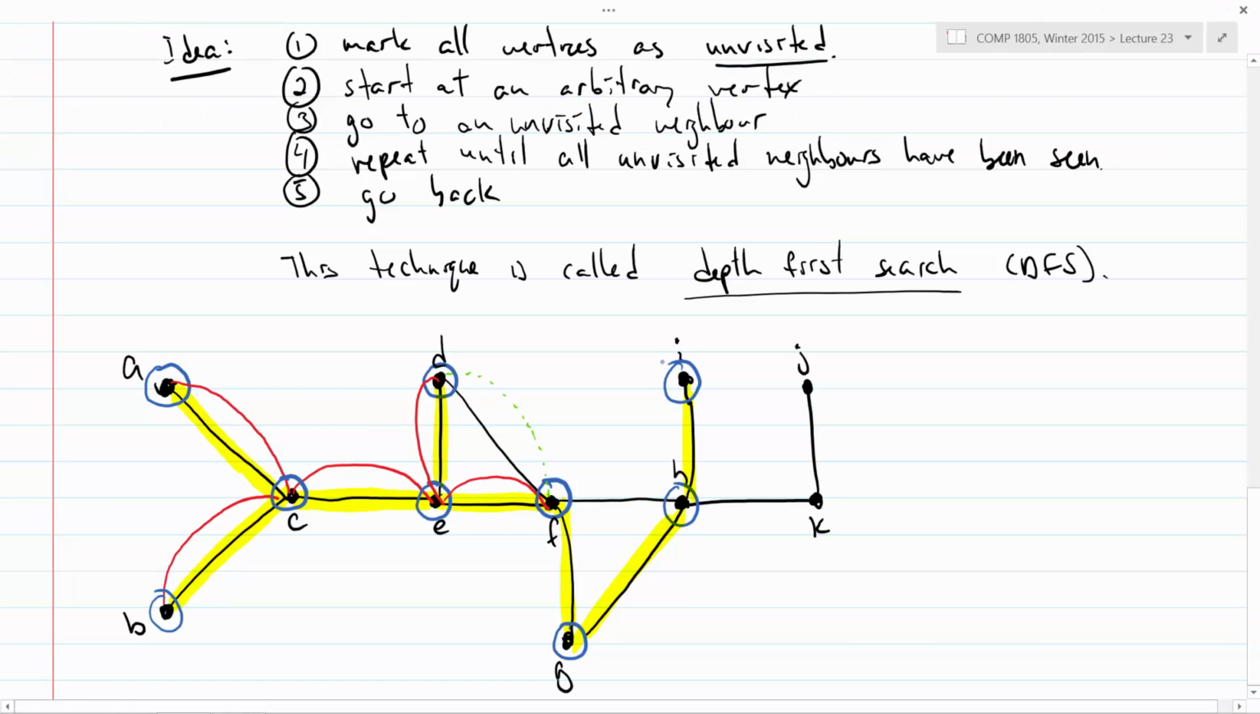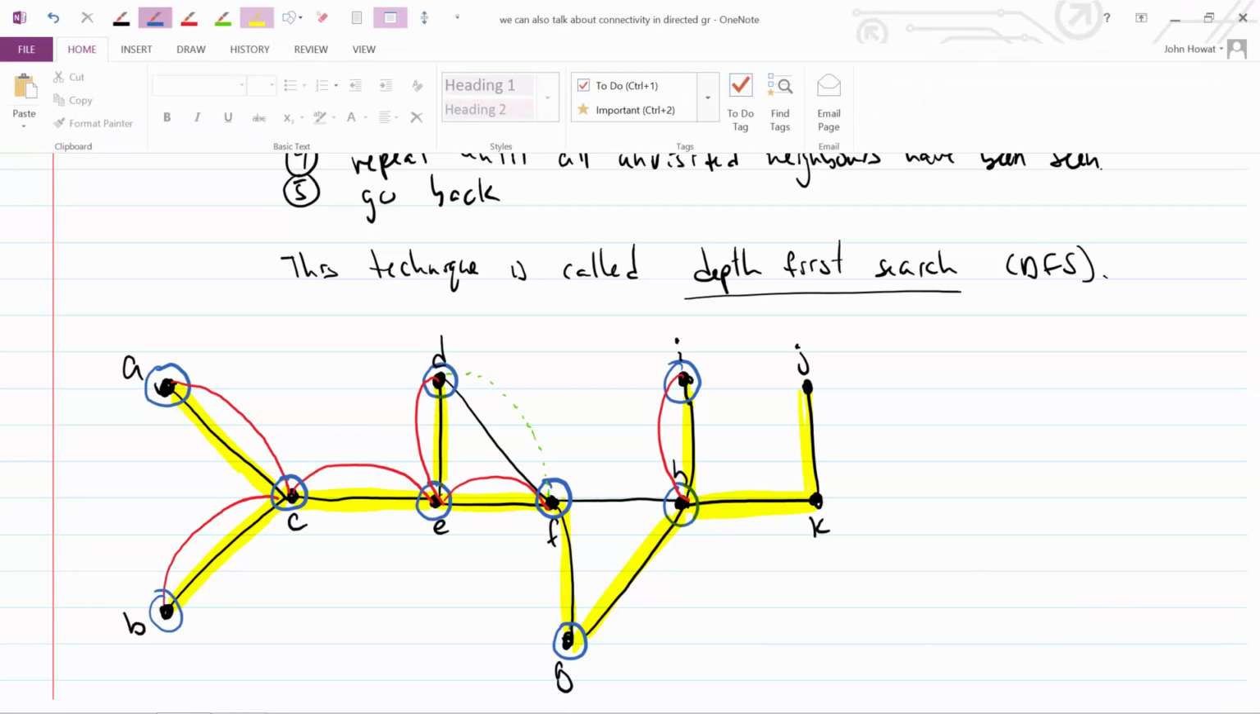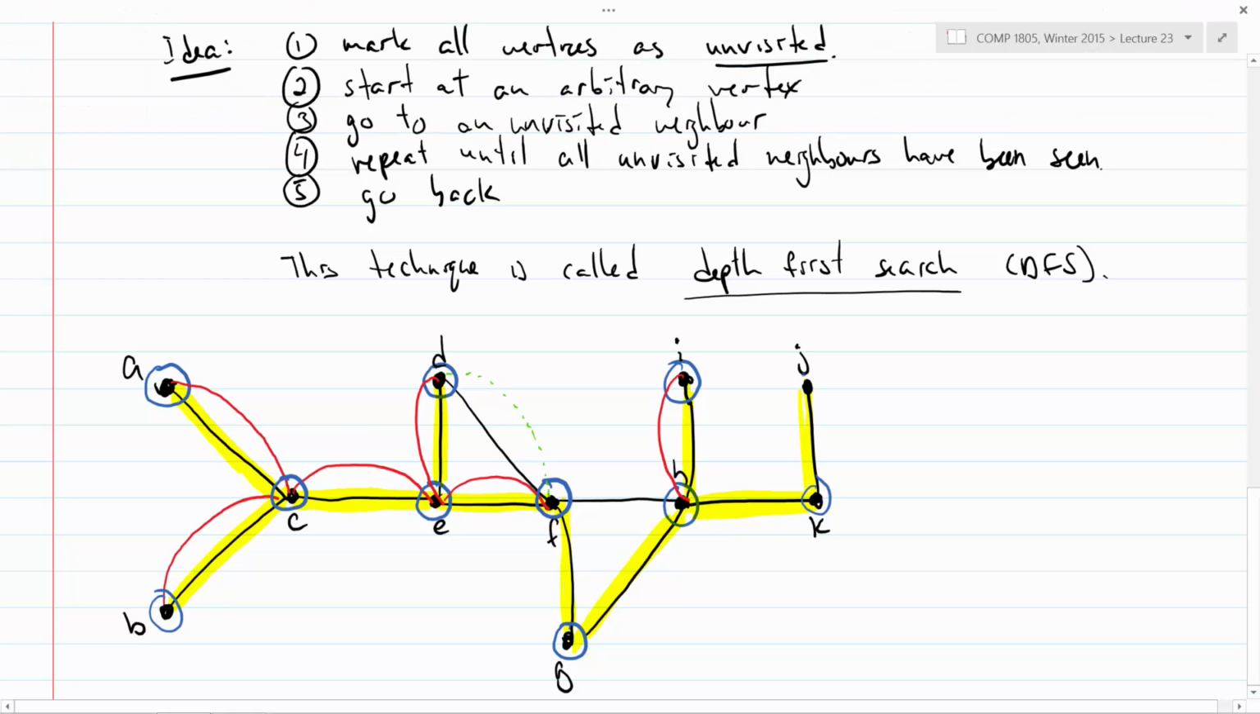And now I'm stuck, so I have no choice but to walk back to H and look for another unvisited neighbor. K is an unvisited neighbor. So I walk to K, and then I walk to J. And now K and J are both visited. And now I'm stuck at J, so I walk back to K. I'm stuck at K, so I walk back to H.